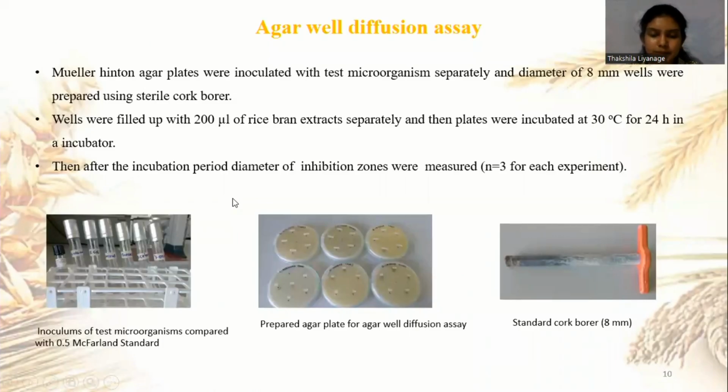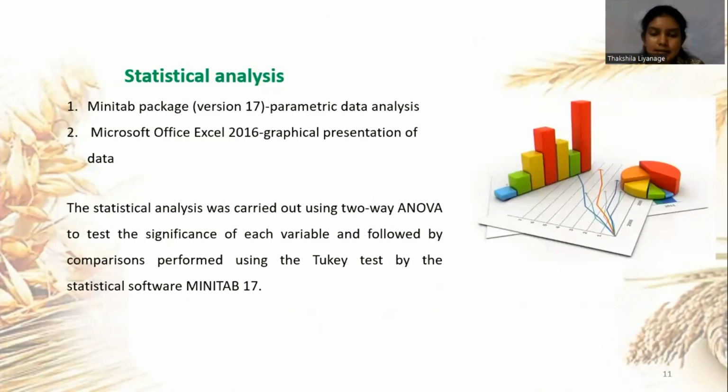For the evaluation of antimicrobial activity, an agar well diffusion assay was carried out. There, wells were punched on the inoculated agar plates using a sterile cork borer. The diameter of the cork borer was 8 mm. Then the wells were filled with 200 microliters of rice bran extract separately and the plates were incubated at 30 degrees Celsius. After that, the diameters of the inhibition zones were measured. For the statistical analysis of this research, a two-way ANOVA test and the statistical software Minitab 17 were used.